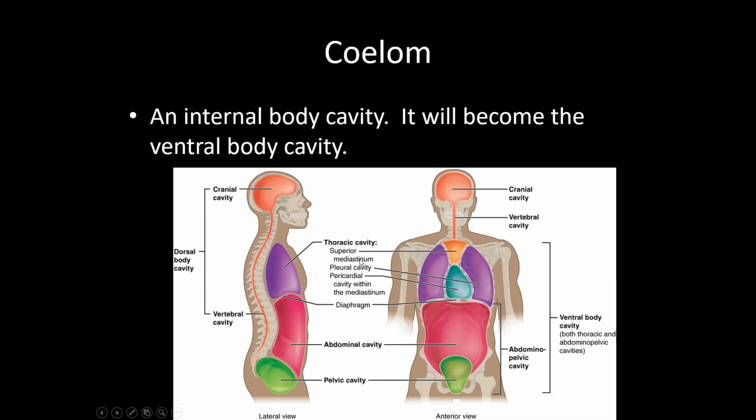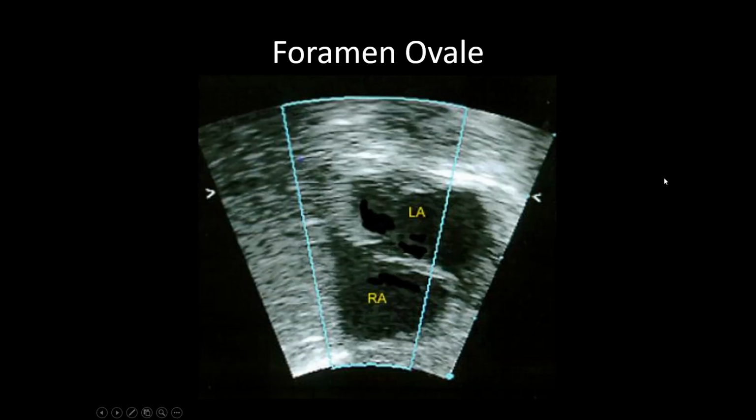The coelom is your internal body cavity. As we were talking last semester about things like the abdominal cavity, the thoracic cavity, those are all part of your coelom. There's a lot of organisms out there that don't have a coelom, but we do, and that body cavity ends up becoming sort of the hollow spaces between the organs that are in our ventral body cavity.